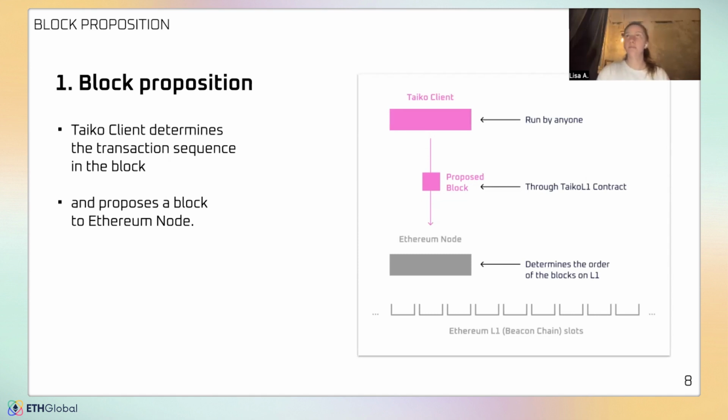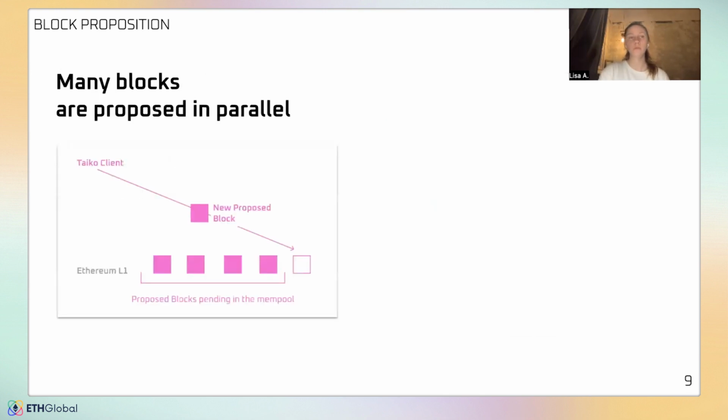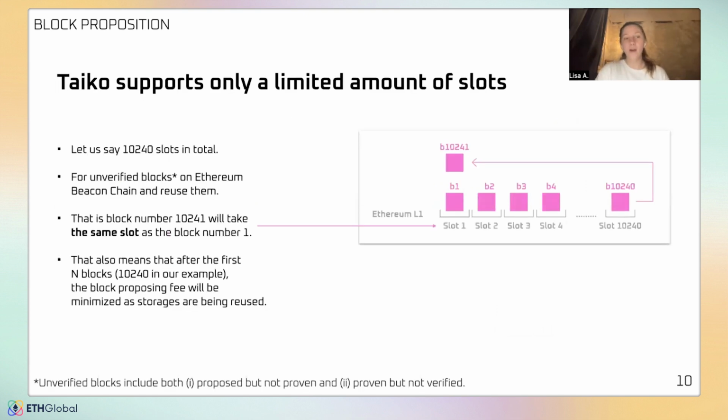So it gathers some transactions and orders them in the block and proposes this block to the Ethereum node. Many blocks are proposed in parallel and pending in the Ethereum mempool. However, for unverified blocks, Taiko supports a limited amount of slots on Ethereum Beacon chain, and we use these slots.